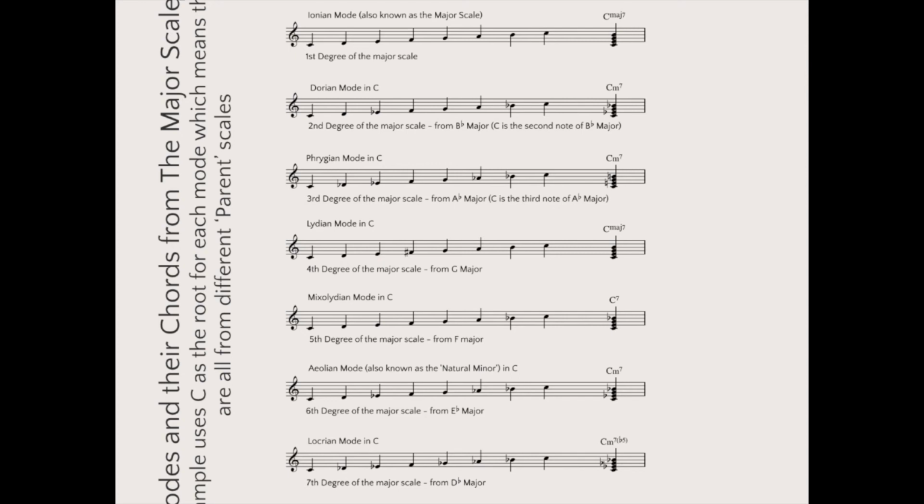C Dorian is the second degree of something. Therefore it must come from B flat major, because C is the second note of B flat major. So C Dorian sounds like this. As you can hear, it's a minor, so therefore it has a minor 7. And you'll see all the way down each different mode, they take on a different sound. They all are in C, but they have different parent scales because they start on different degrees of the scale.